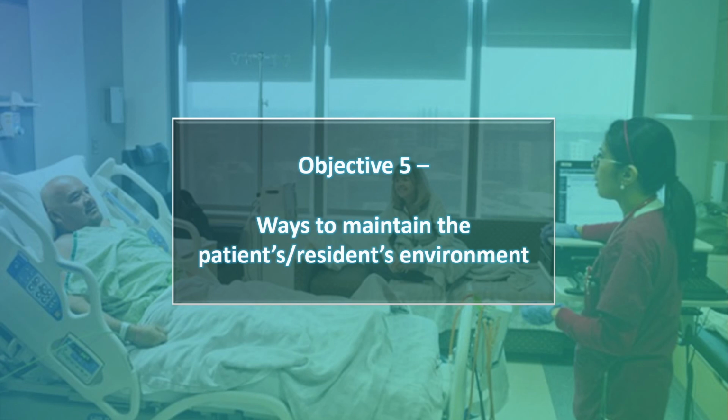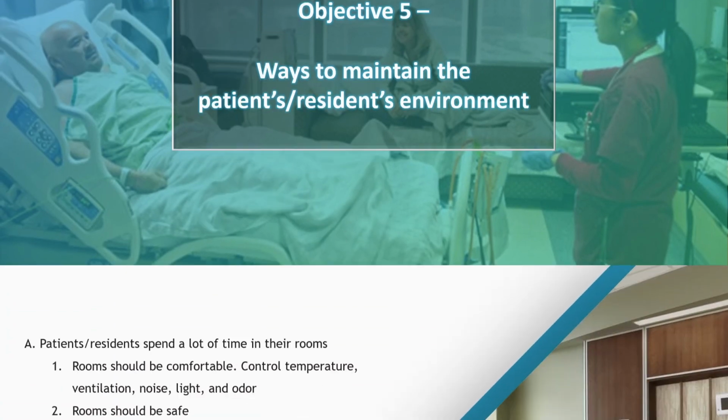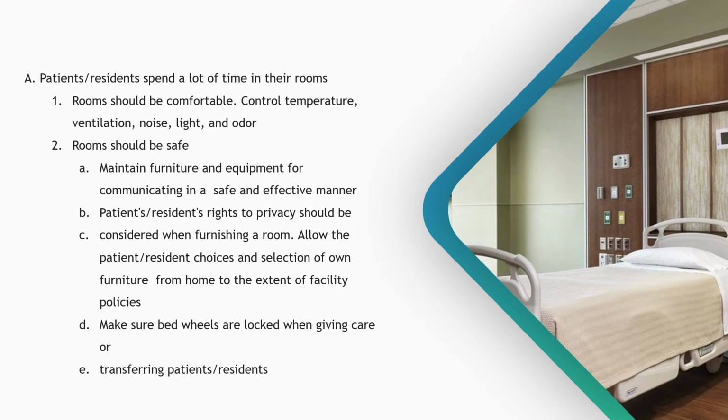Objective 5. Ways to maintain the patient or resident's environment. Patients and residents spend a lot of time in their rooms. Rooms should be comfortable. Control the temperature, ventilation, noise, light, and odor. Rooms should also be safe. Maintain furniture and equipment for communicating in a safe and effective manner.